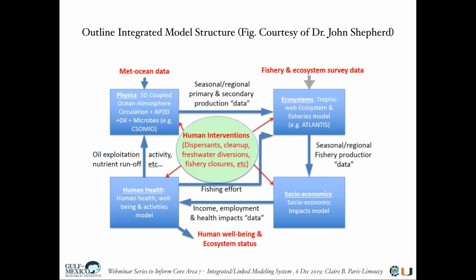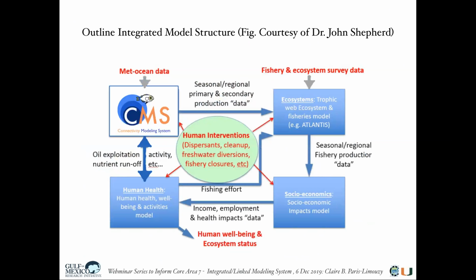As Dr. Sule Gurses mentioned, part of the GoMRI synthesis effort is to develop a conceptual modeling framework that can be used to address broad questions in the event of a future spill. Here we've been thinking along this line and integrating natural and anthropogenic systems. Our base biophysical model is the CMS.